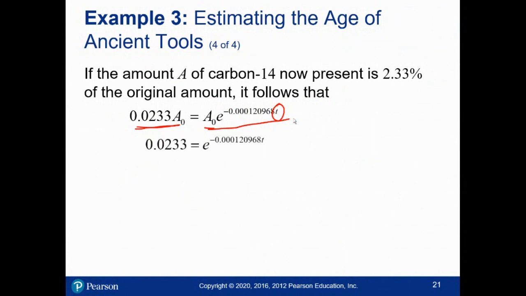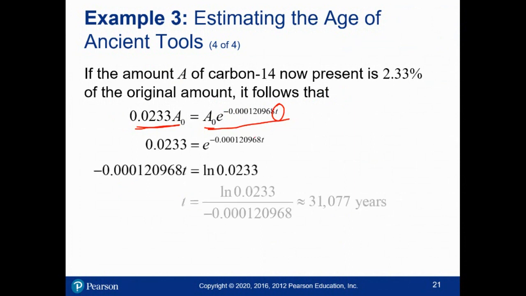Now we need to solve this for t. Again, the a naughts cancel out. That's quite handy because we didn't know what number to put there. Take the natural log of both sides, divide out, and we get about 31,000 years. And so this tree was burned about 31,000 years ago.